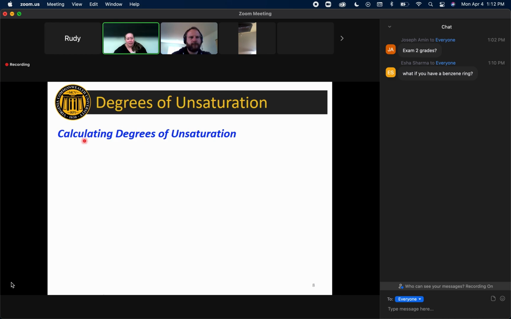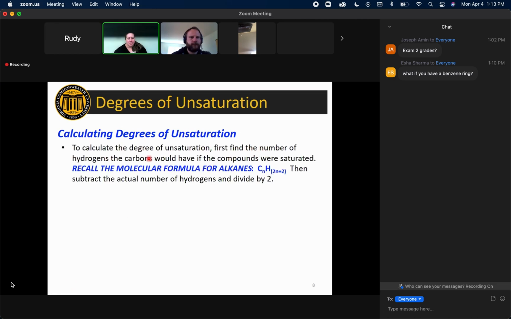Okay, so what if we don't have a structure? Let's figure out how to calculate those degrees of unsaturation. We've already kind of danced around this a little bit, but let's go ahead and nail it down. First, in order to calculate the degrees of unsaturation, we need to figure out how many hydrogens that molecule would have if it were saturated, right? And to do that, we just apply our generic formula for simple alkanes, CnH2n+2.